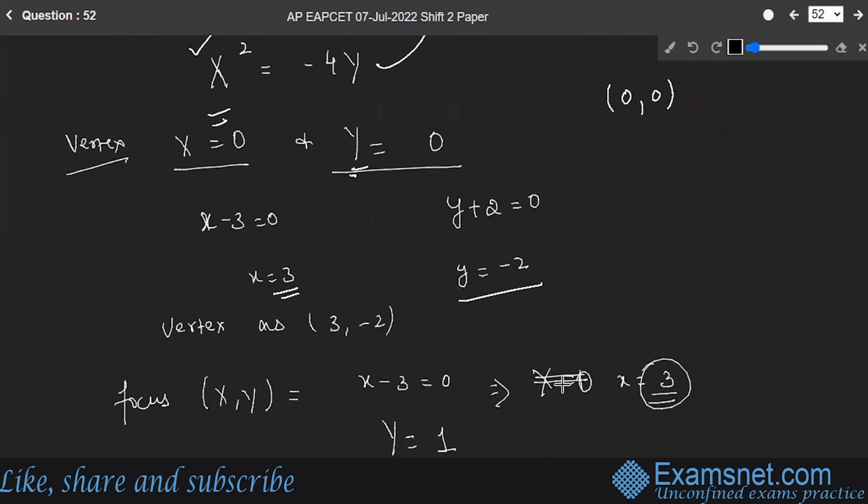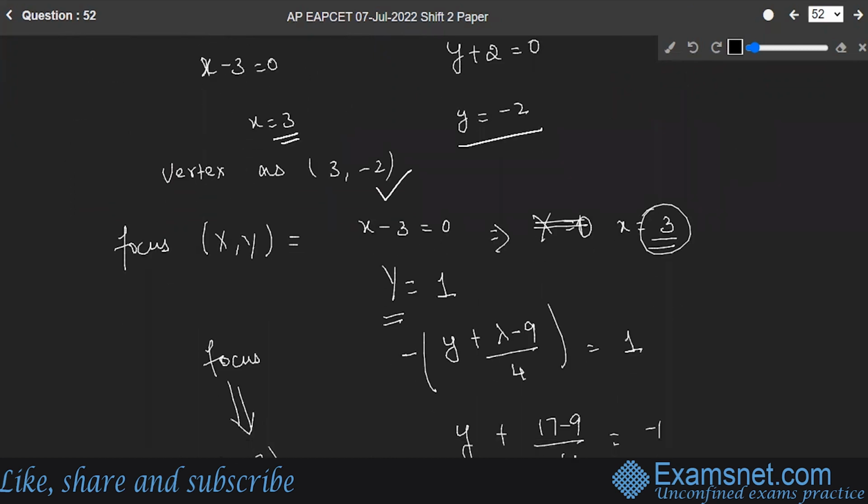That means I got my vertex at (3, -2). This is not available in the options. So let's move towards the focus now. So for the focus, what do we have? We have (0, a), right? What is the a? It's the coefficient of like -4ay.